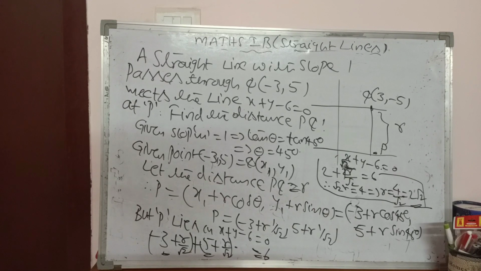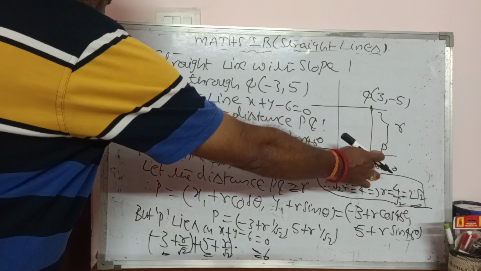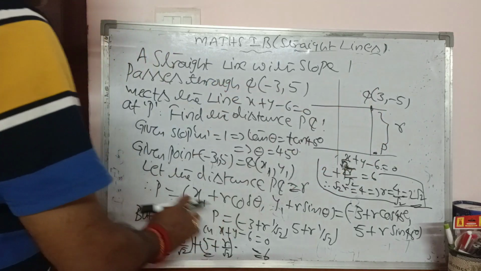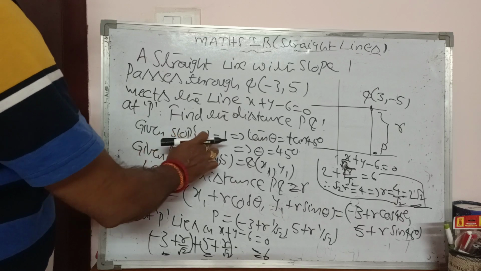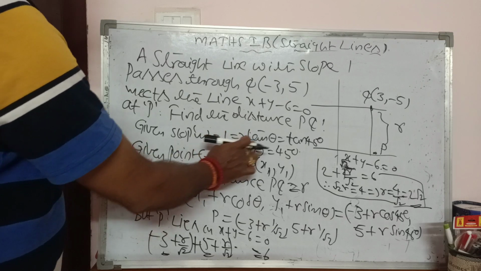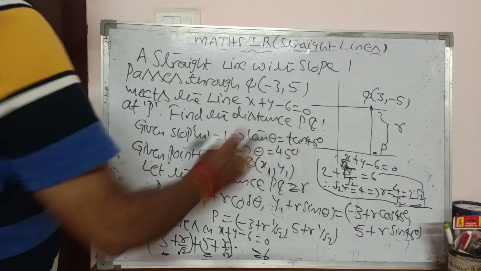A straight line with slope minus 1 passes through Q (-3, 5) and meets the line x plus y minus 6 equals 0 at P. Find the distance PQ. So we have to find out the distance PQ. If the slope is given to be m equals minus 1, slope is generally denoted by m equals tan theta. Tan theta equals tan 135, which implies theta is 135 degrees.